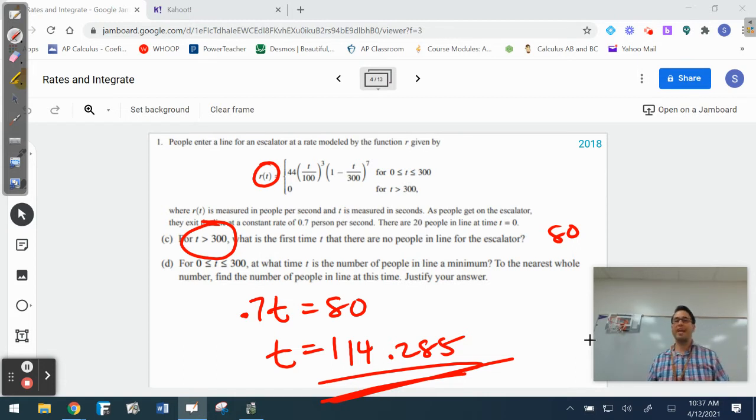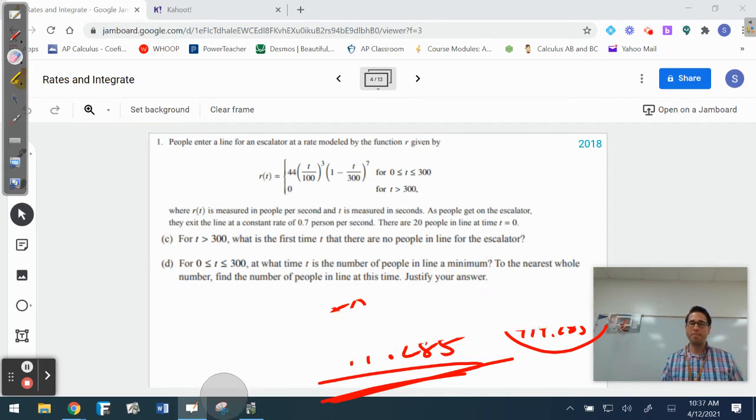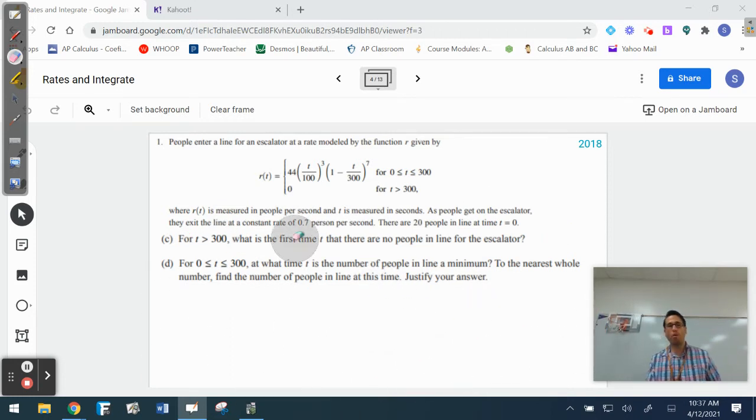Okay, so you just have to be careful. And this one's only worth a point, but it would be 300 because 300 seconds has already elapsed plus 114.285. So it's 414.285. That's how many seconds it would be until nobody's in line and we're finally chilling at the mall. All right, part D, which is the most important piece, right?